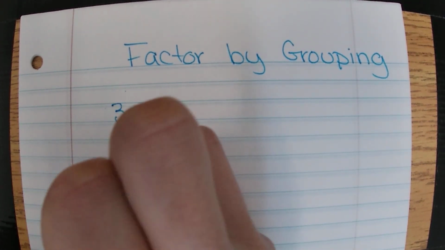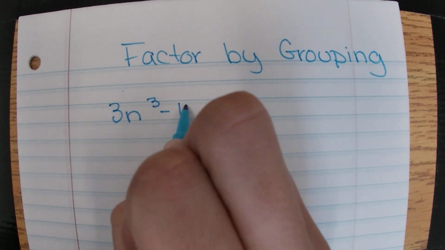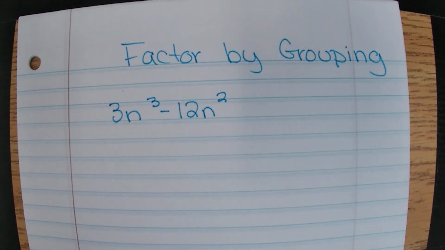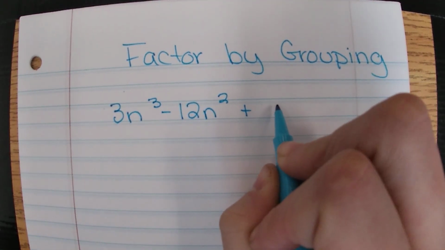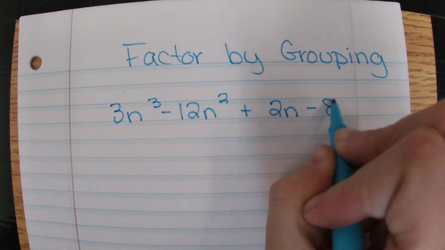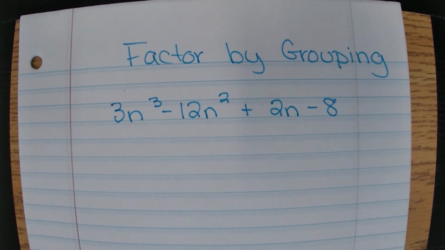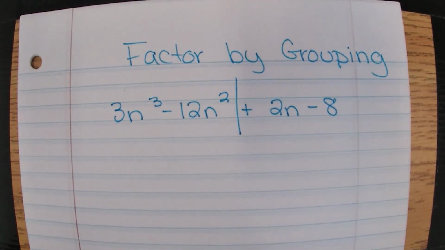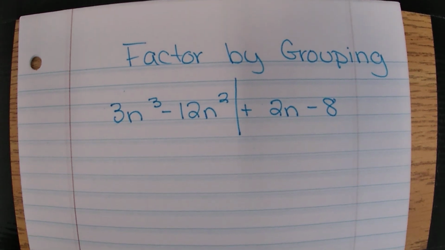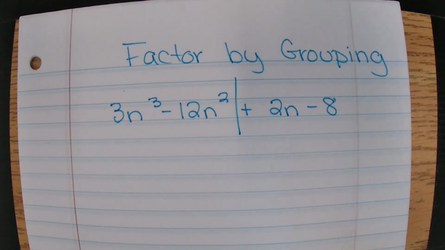So maybe if we have 3n to the third power minus 12n squared plus 2n minus 8. Steps are still the same. We're still going to split this in half. Okay, we're still going to look at each side individually and factor out a GCF of each side.